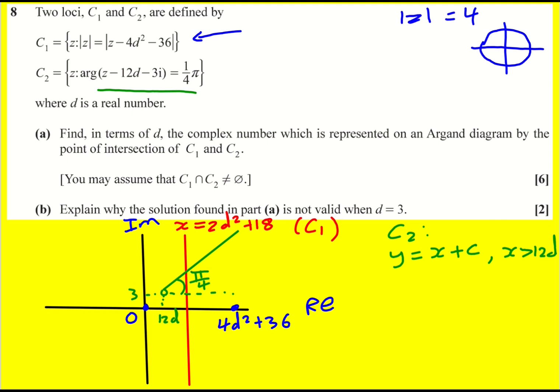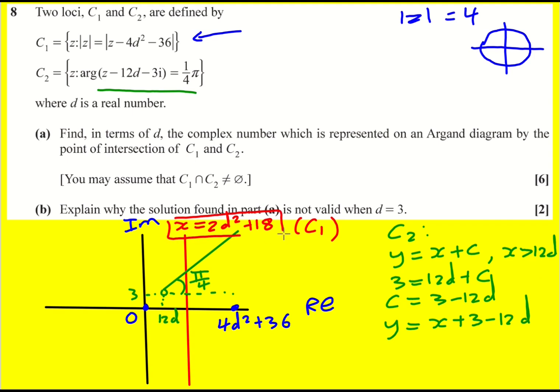I can, however, substitute that coordinate in to help me work out the intercept, even though it doesn't exist at that point. So I will write down that 3 is equal to 12d plus c. Therefore, c is equal to 3 minus 12d. And we've got our line, y equals x plus 3 minus 12d. I'm actually going to put boxes around these because they're so important.